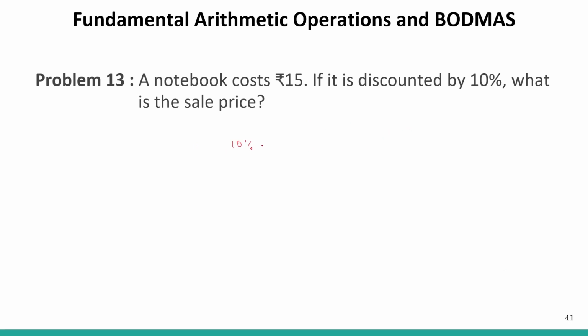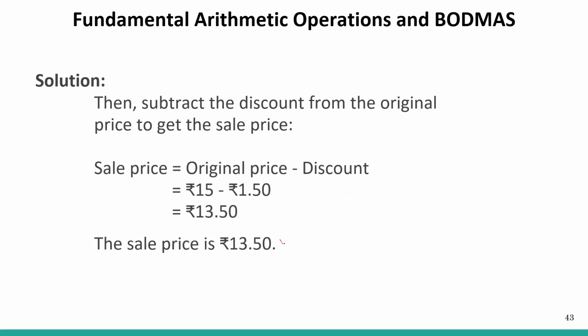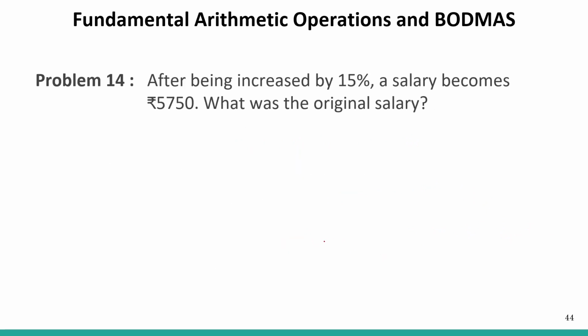So 10% of 15 is equal to what? 0.10 into 15, that is equal to 1.5. So this is the discount, and the sale price is equal to original cost minus discount. So this is equal to 15 minus 1.5, that is equal to 13.5, which is the final answer, the sale price. Okay, so problem number 14.